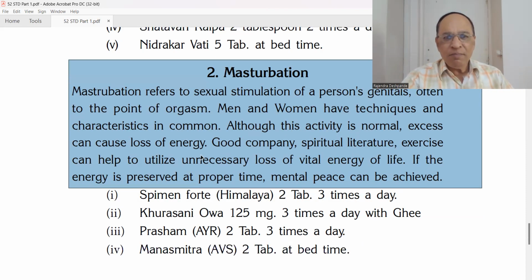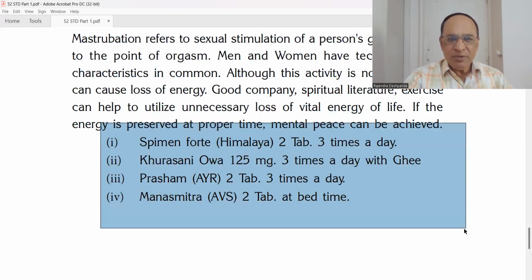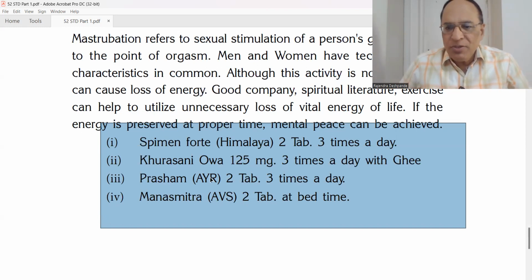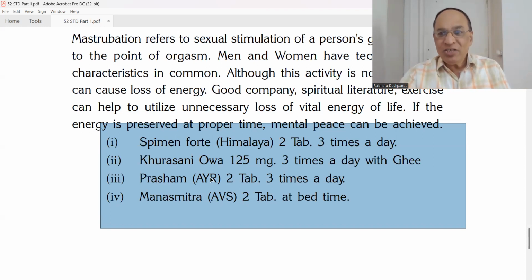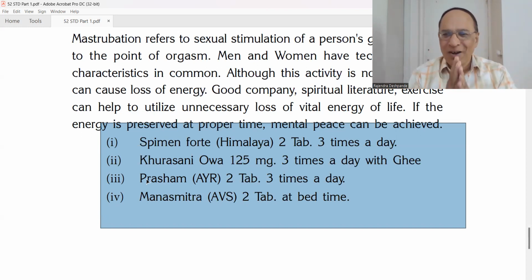So what treatment can you prescribe? First is Spemen 4, Himalaya company, there is a spelling mistake, this should be SPE, 2 tablets 3 times in a day. Kurasani Ova to tranquil the mind, 125 milligram 3 times in a day with ghee. Ayurveda Rasashala company has developed Prashama. Prakarshena Shanti, Prashamaha.